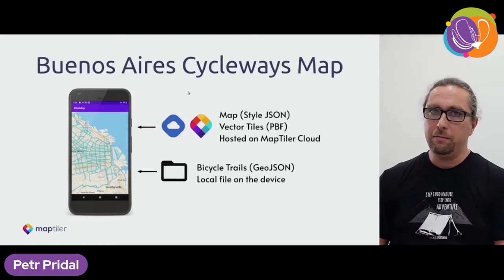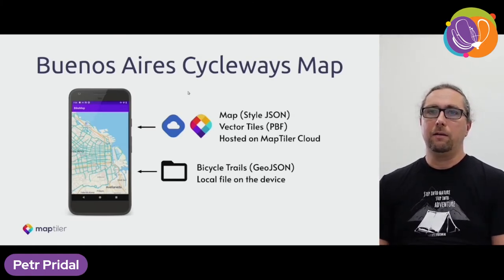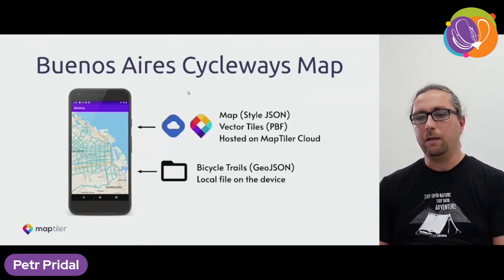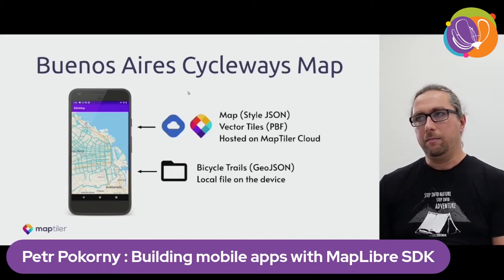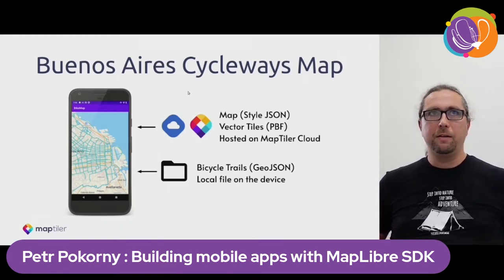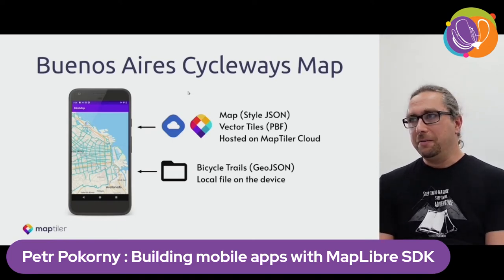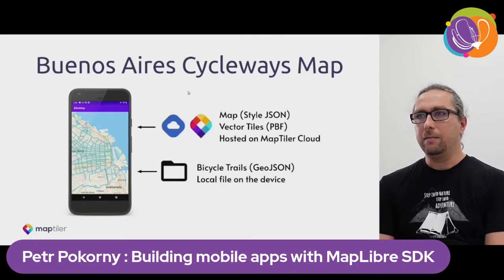The example I wanted to show here is similar to the example which we introduced in the workshop on Monday. It's a simple application for Android. I selected Android rather than iOS because I think it's more open source. The application just initializes the map control, and then it loads the map style, and then it parses the GeoJSON from the local assets and puts it on the map as a vector source and vector layer.